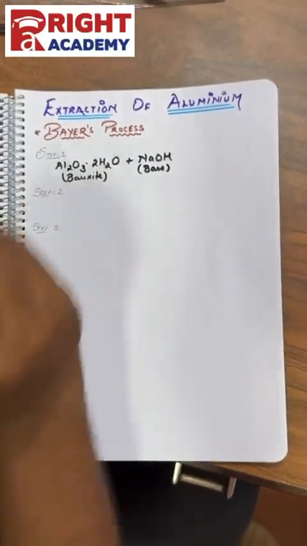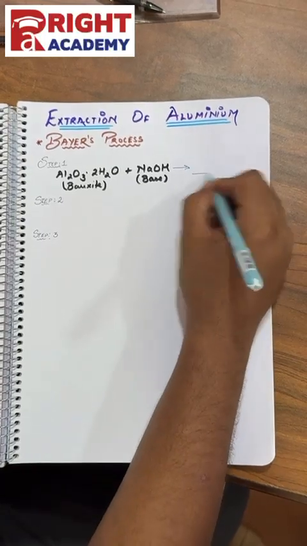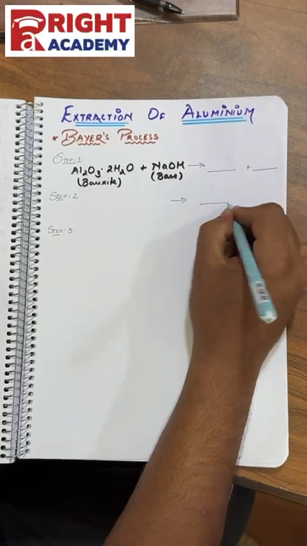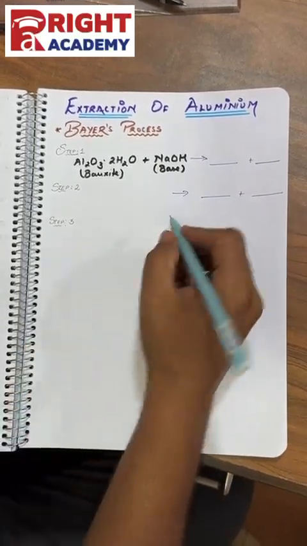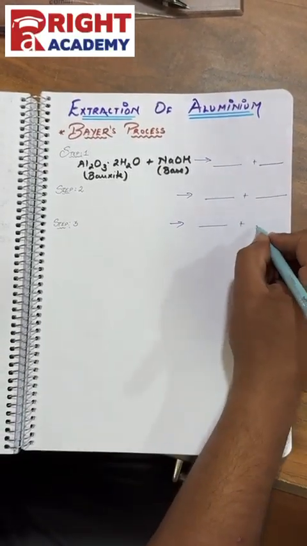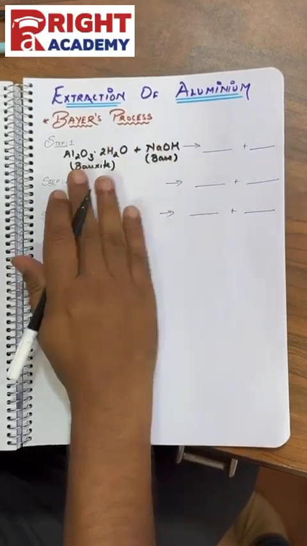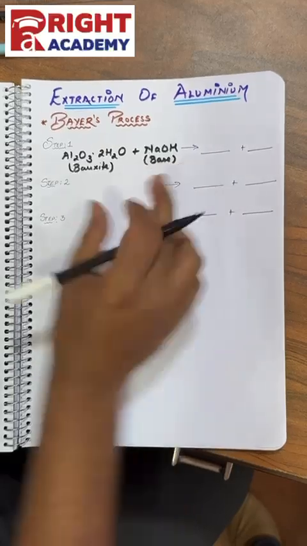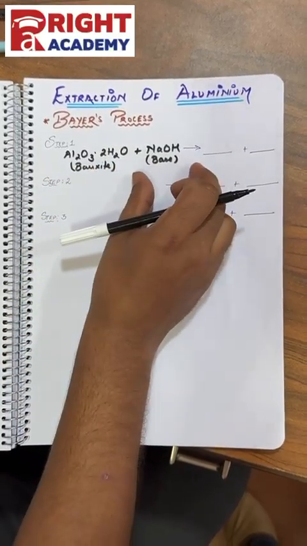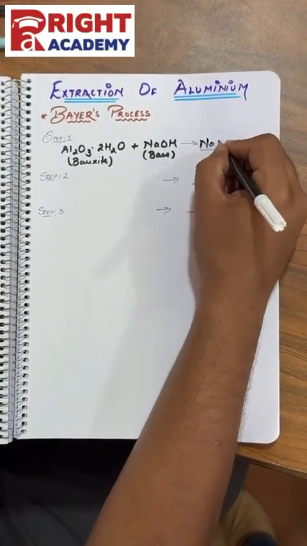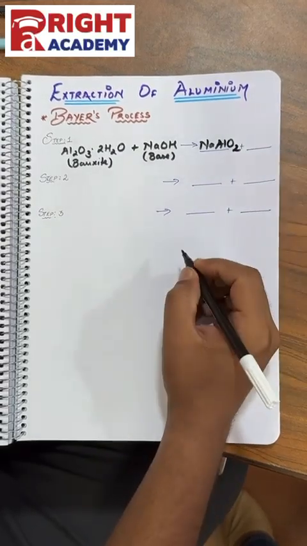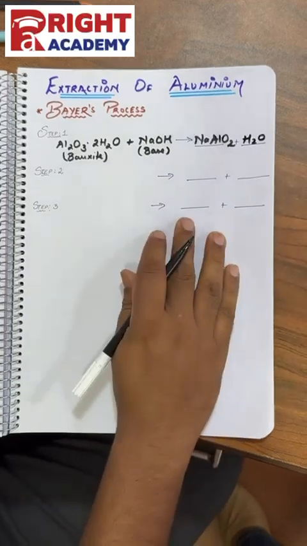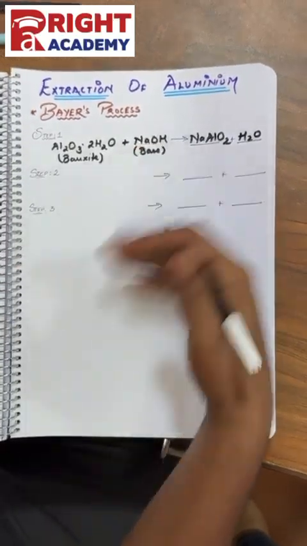The trick is, first, step 1 has 2 products. Step 2 also has 2 products. Step 3, by the way, also has 2 products. Now step 1 you have to remember properly. So what will we get? It is Al2O3 plus NaOH, so we'll get NaAlO2, that is sodium aluminate, plus water, H2O. Simple enough? Chalo. What's the next step?